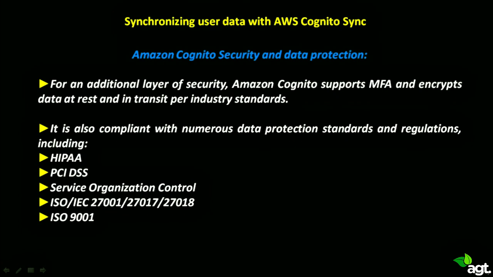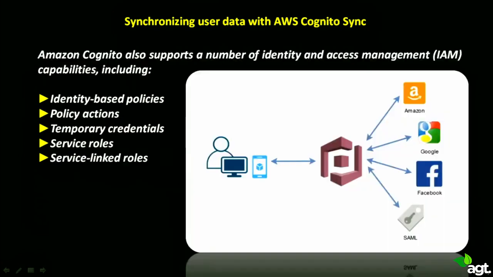It's also compliant with numerous data protection standards and regulations, including HIPAA and PCI DSS and Service Organization Control, and ISO/IEC 27001, 27017, 27018, and ISO 9001. And Amazon Cognito also supports a number of identity and access management capabilities like IAM, including identity-based policies and policy actions, temporary credentials, and service roles and service-linked roles.